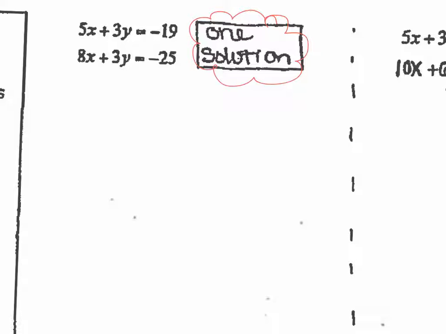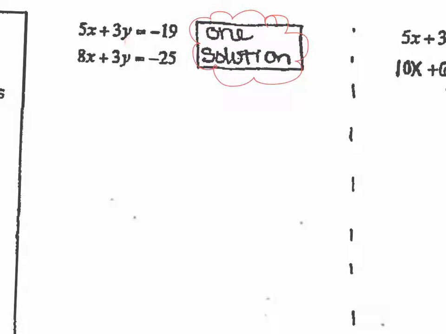So you want to look at both the variables and their coefficients. With x, the coefficients are 5 and 8. So because those are two different values, that's going to take a little bit of work to eliminate. We can do it, but it's an extra step.